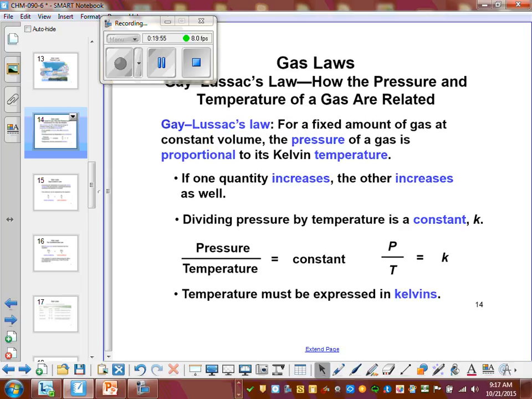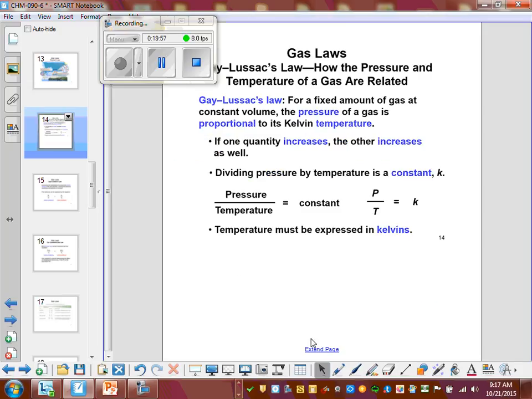So, Gay-Lussac's law: P1 over T1 is equal to P2 over T2. Which is why they tell you never throw an aerosol can into a fireplace or a fire, or any kind of sealed can with a gas in there, because eventually it will get hot enough to explode.